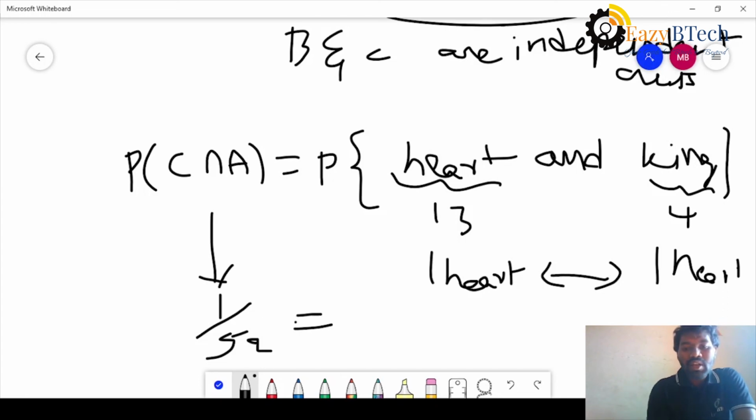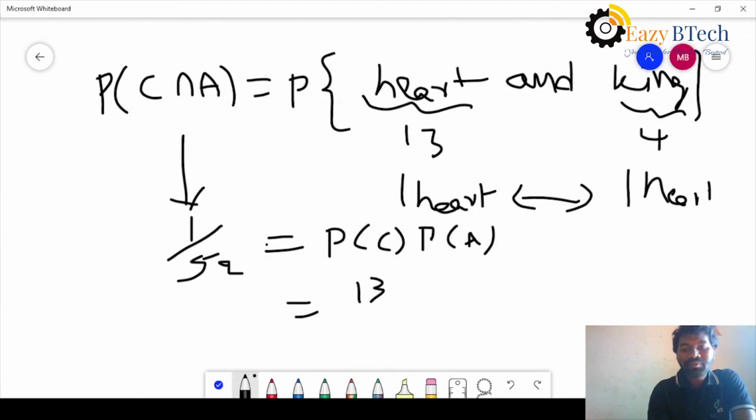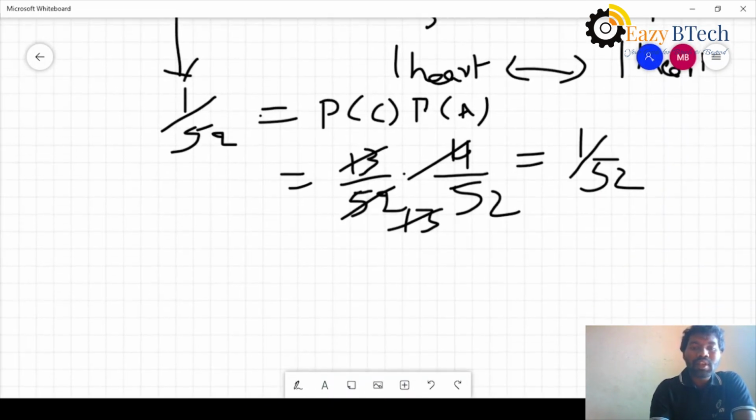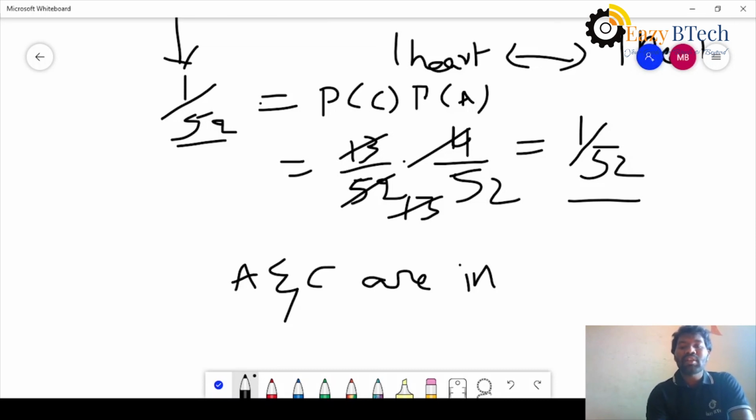Now I have to verify whether this is equal to P of C into P of A or not. We already know that P of C equal to 13 by 52, and P of A equal to 4 by 52. So 4 13s are 13, which is also equal to 1 by 52. See here, 1 by 52 equal to 1 by 52, you get the same answer. So I can say that A and C are independent events.